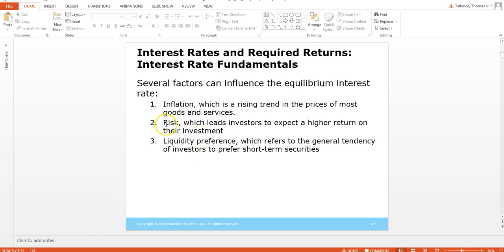All right, risk, we all know the word risk. Risk leads investors to expect a higher return on their investment. And you should never forget this saying: the higher the risk, the greater the return. That's all you have to know. And this term liquidity preference refers to investors who will prefer short-term equities because they could sell them and eventually reinvest them, and they're afraid of the risk of going long-term.